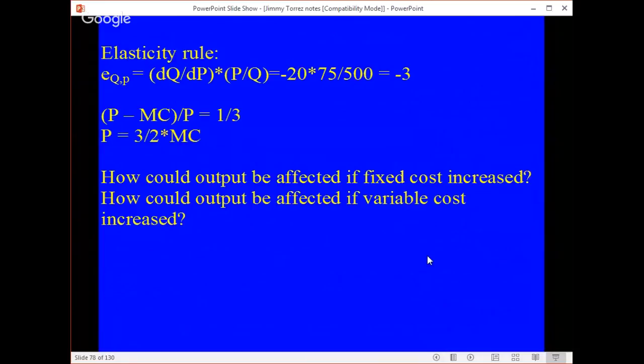How would it be affected if we had a variable cost increase? It increases, it decreases the quantity, the quantity that maximizes profit. Yes. Or the maximum profit. Okay.